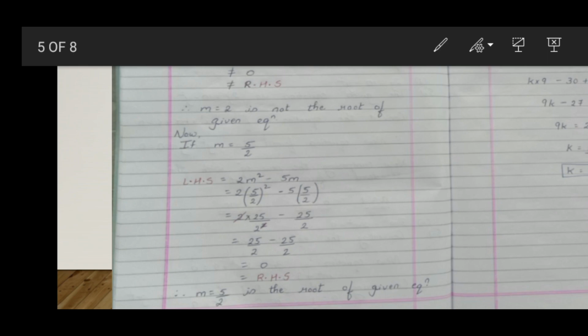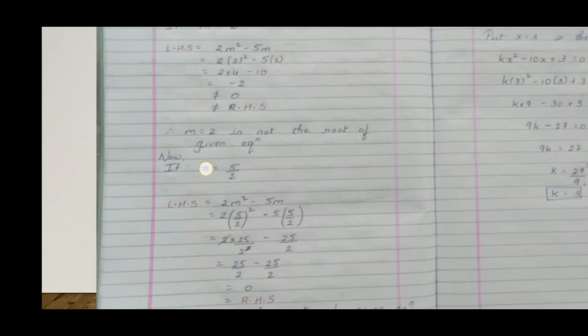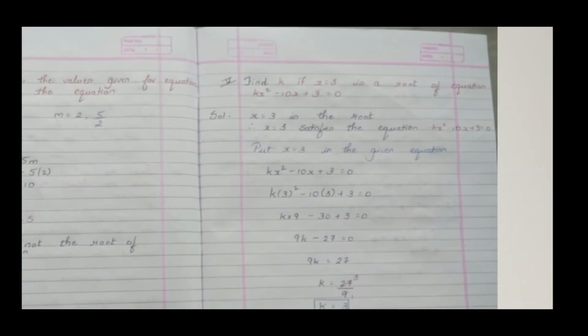So what I am left with is 25/2 minus 25/2, which gives me the value 0, which is now equal to my right hand side. Hence m equal to 5/2 is the root of the given equation 2m squared minus 5m is equal to 0. Now let us move on to the fifth question of this exercise.